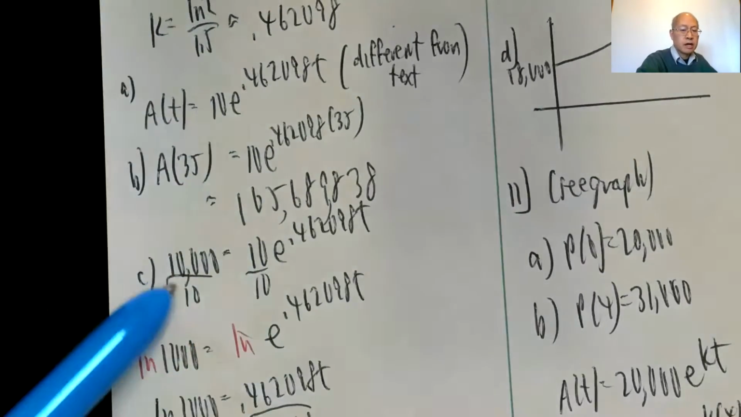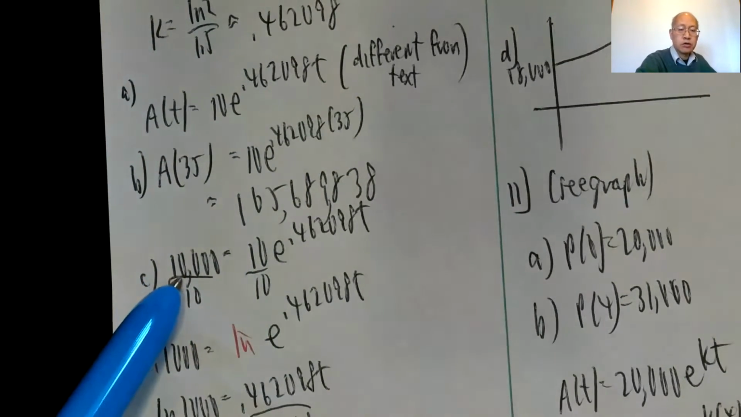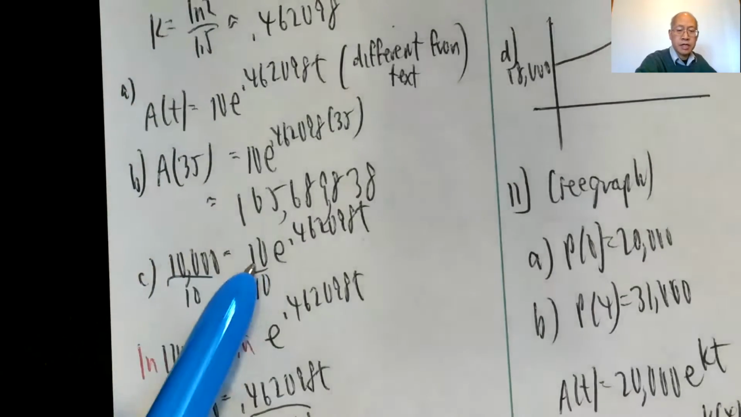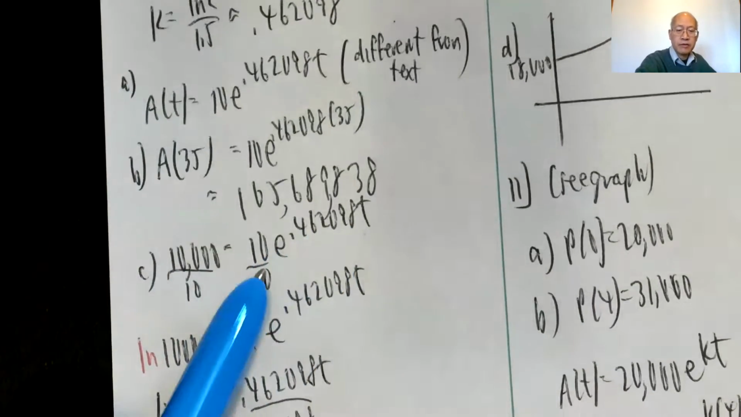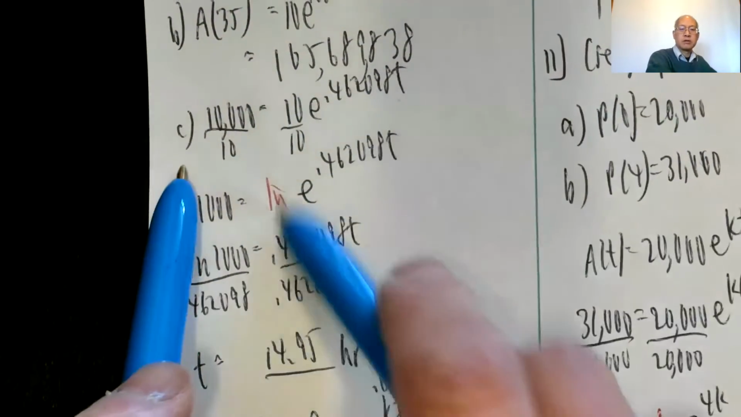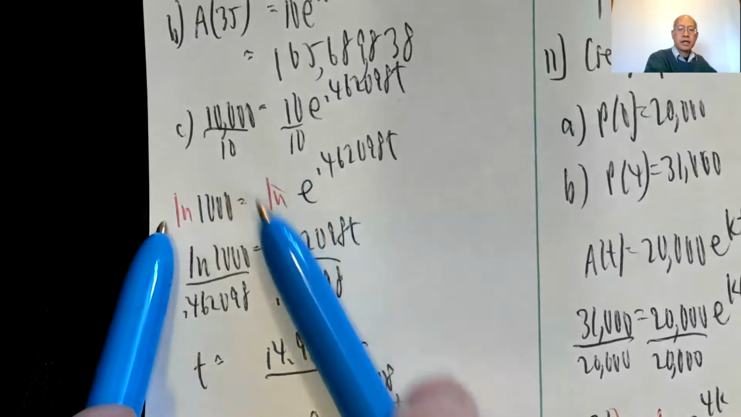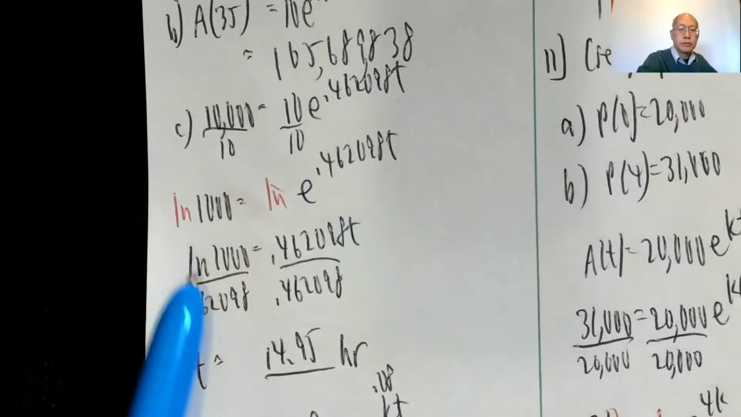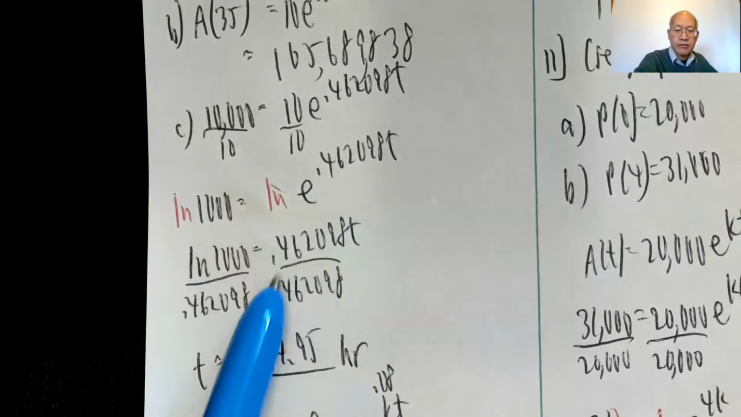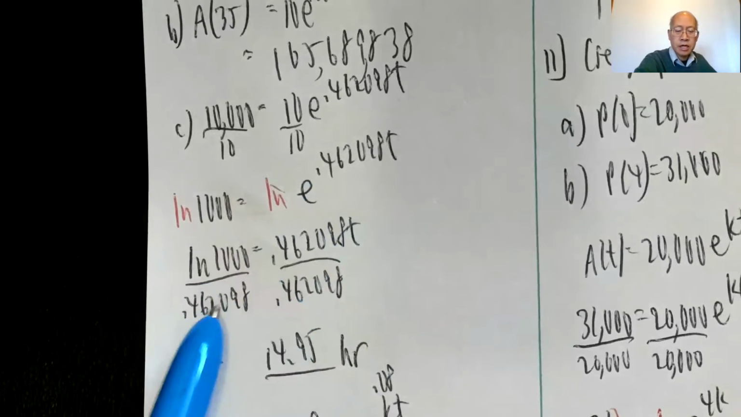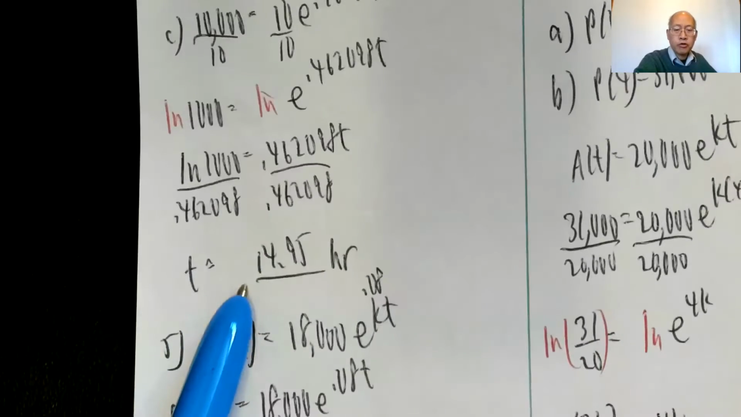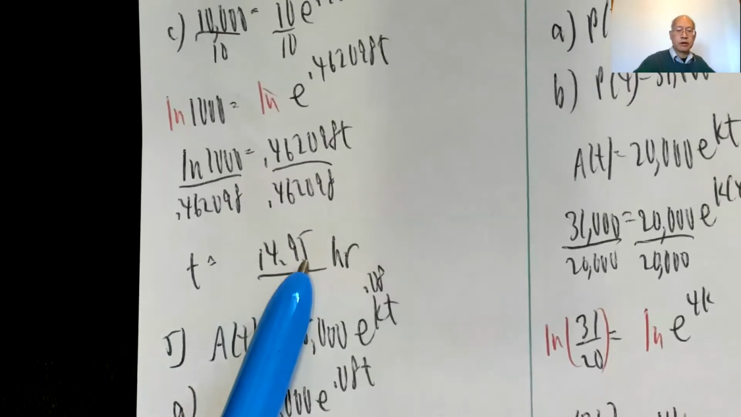Part C, how long will it take to reach 10,000? That's a new amount. So 10,000 equals 10 e to the kt. Divide by 10: 1,000 equals e to the 0.462098t. Take the natural log of both sides. So ln 1,000 divided by 0.462098, and punch it in the machine: 14.95 hours, or close to 15 hours.